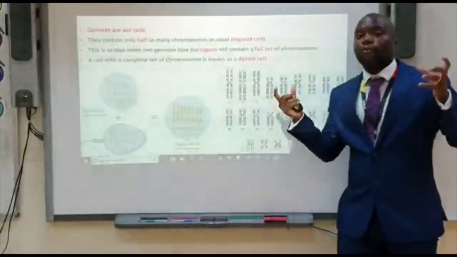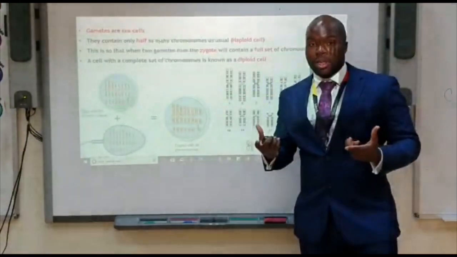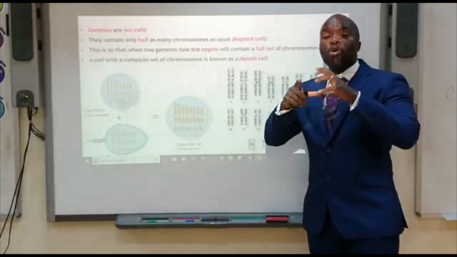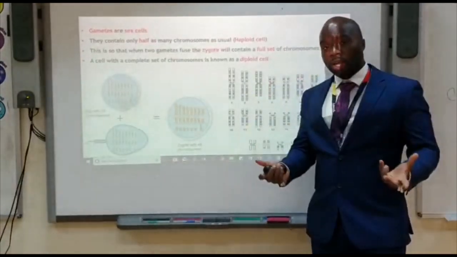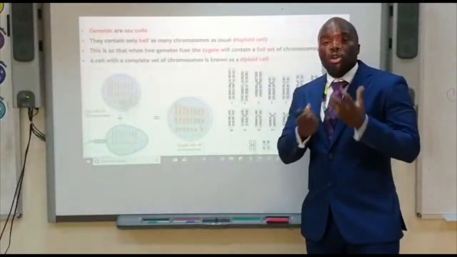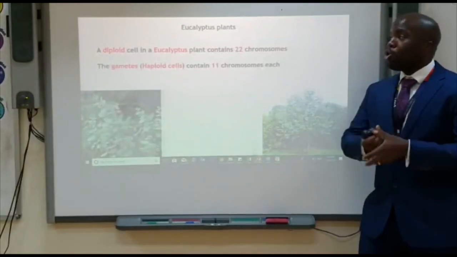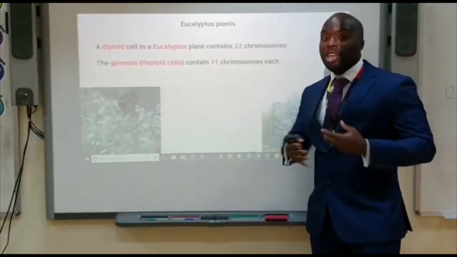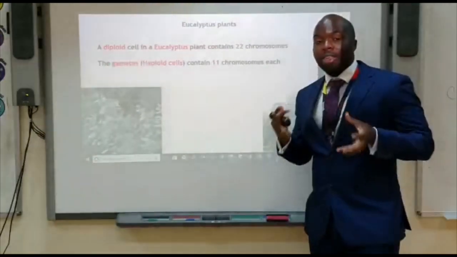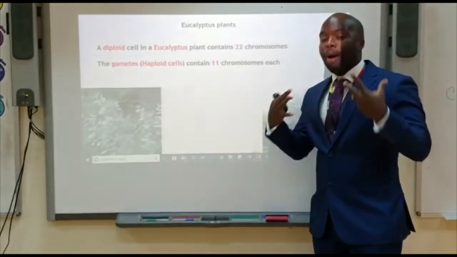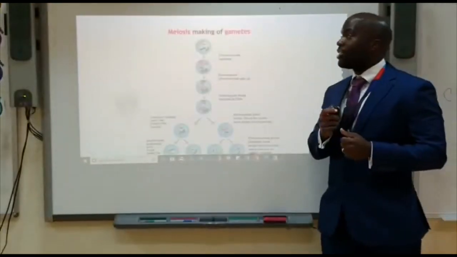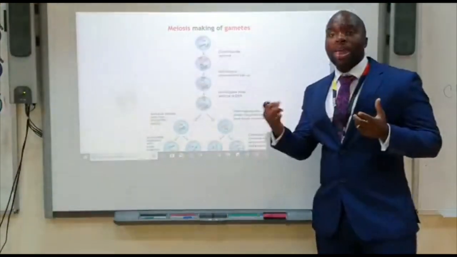So the fusion of two gametes will form a diploid cell. A diploid cell is a full set of chromosomes. So for example, human diploid cells contain 46 chromosomes, or 23 pairs of chromosomes. However, this number is exclusive to humans. If we look at, for example, a eucalyptus plant, a diploid cell in a eucalyptus plant will contain 22 chromosomes. So the haploid cell in a eucalyptus plant, don't forget we said haploid means half, will only contain 11 chromosomes each.